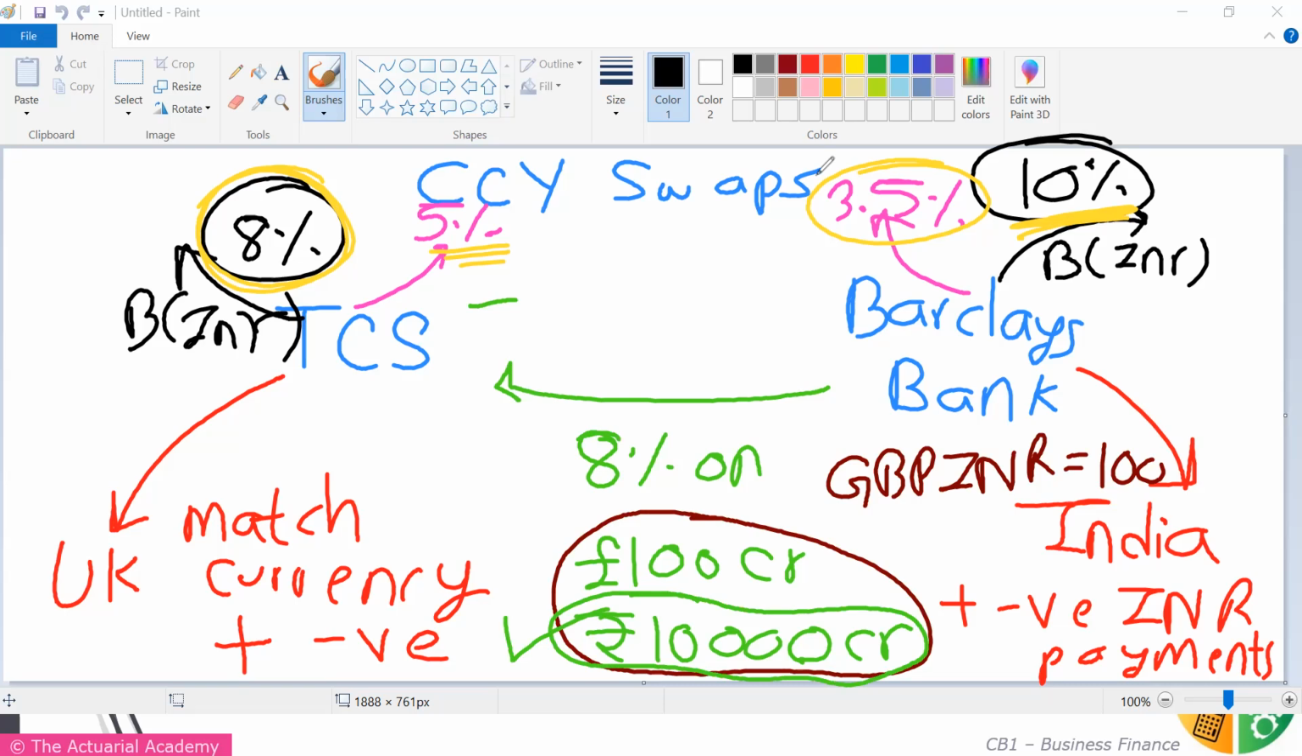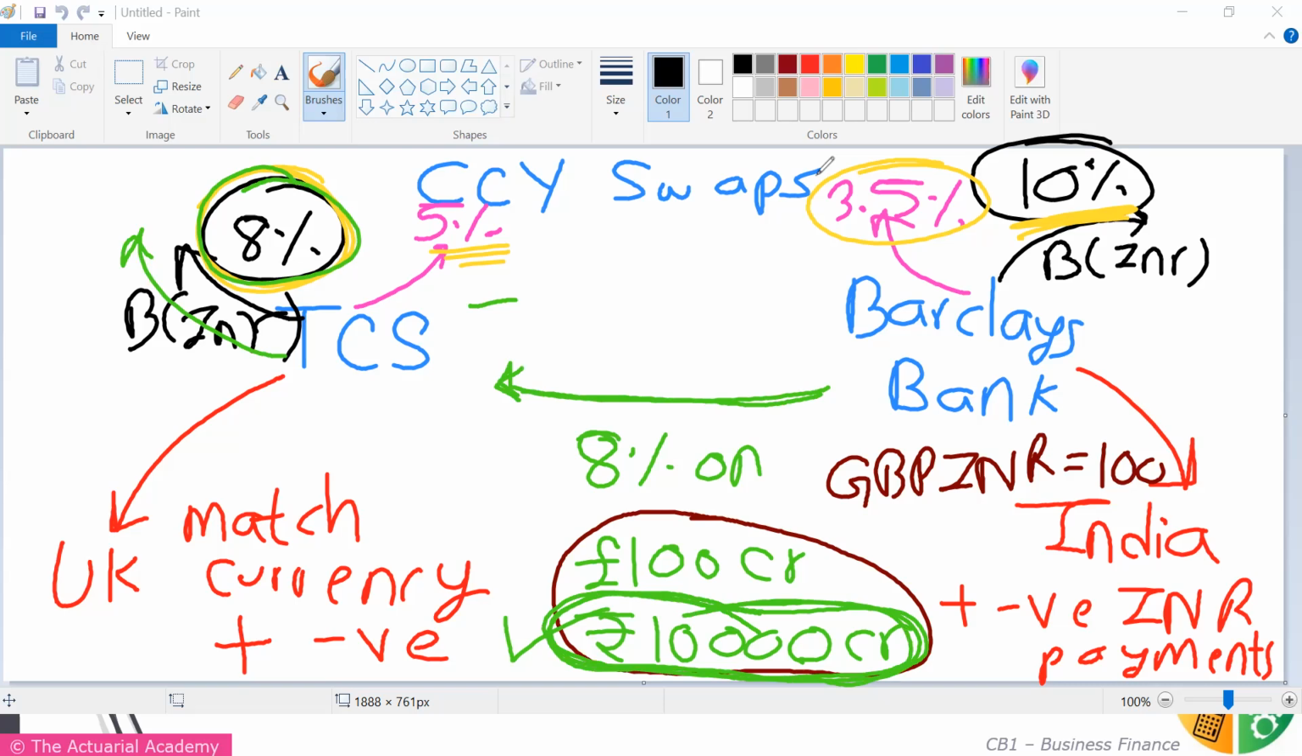This is how Barclays will pay, and TCS will pay it back to its bank. Right? TCS has taken a loan from an Indian bank, suppose HDFC Bank, at 8% on this 10,000 crore amount. Now, the responsibility to pay that loan does not lie with TCS, it lies with Barclays Bank. Barclays Bank will completely ensure that this 8% loan is being paid on this particular notional. Why does it do it now?